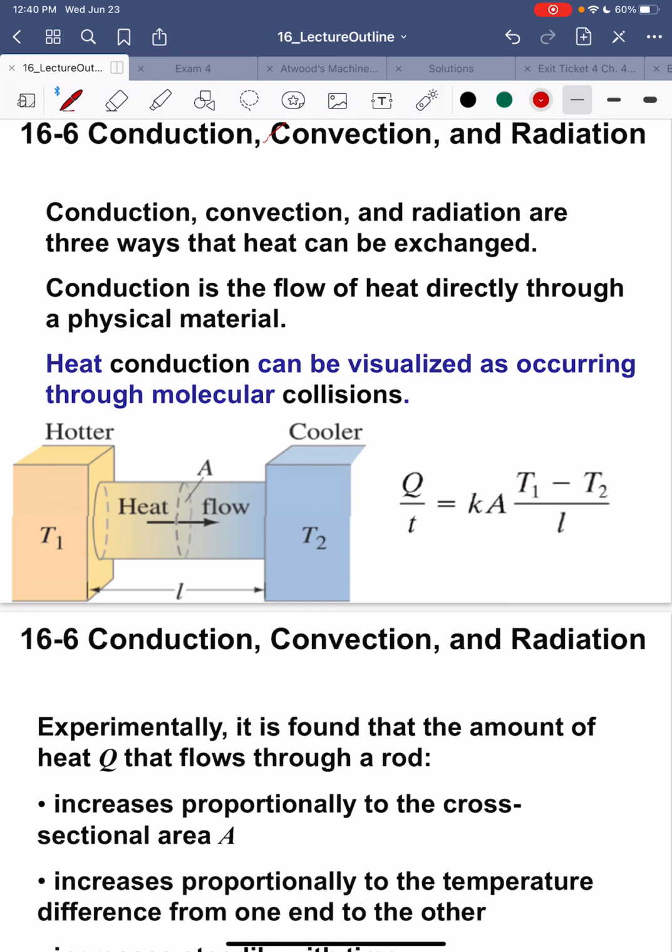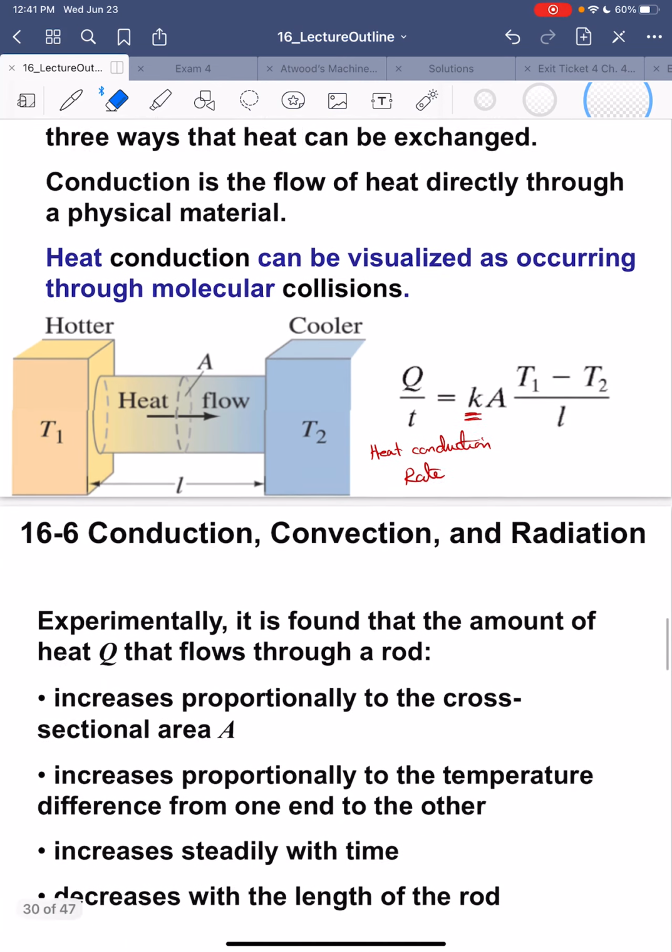Now, if I have a hotter surface and a cooler one, and I have here a cross-sectional area, then I can say this is the heat conduction rate because it is divided by time. This is a constant called conductivity. A is the cross-sectional area. T1 minus T2 is the difference in temperature divided by L, which is the thickness, because usually we are talking about insulating material.